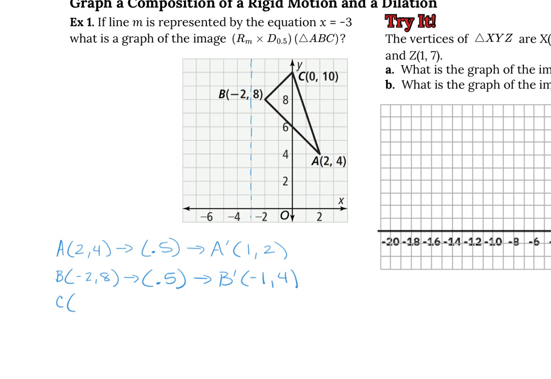And then C. Again, scale factor of 0.5. So my C prime, half of 0, just 0, and half of 10 is 5. I'm going to go ahead and plot those. So A prime is 1, 2. B prime is -1, 4. And C prime is 0, 5.